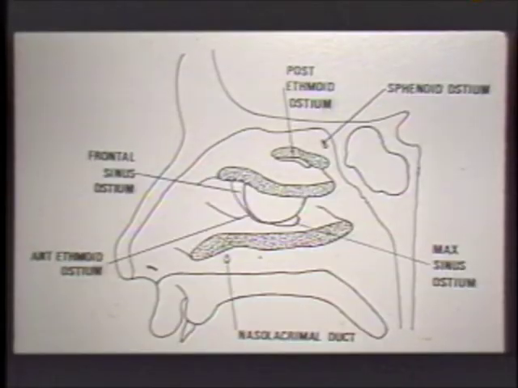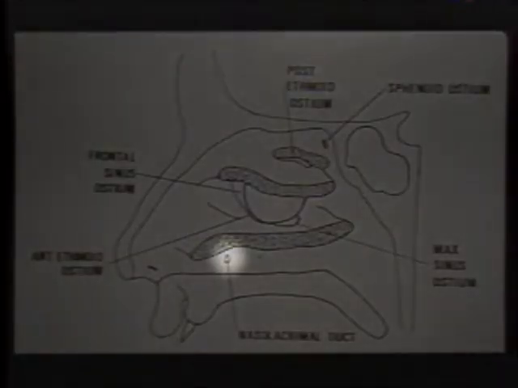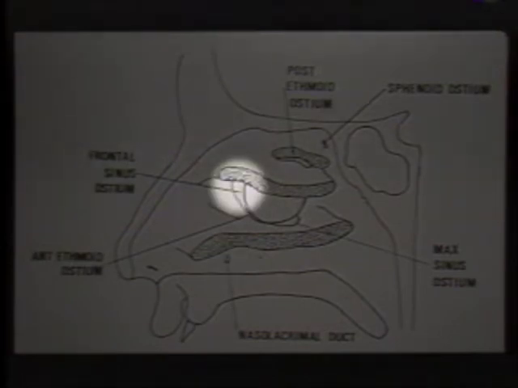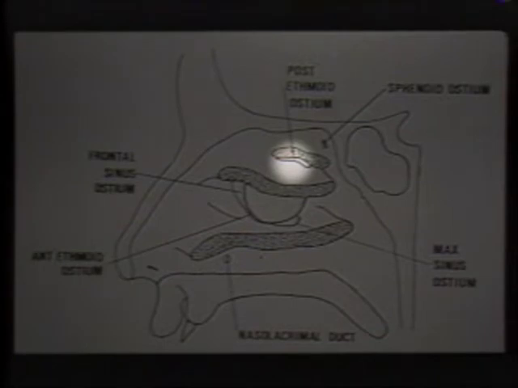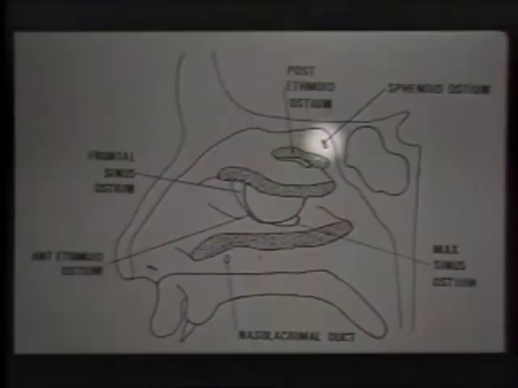Now, in this drawing, we have surgically removed the superior, middle, and inferior turbinates and can identify the nasolacrimal duct as the only opening in the inferior meatus. The frontal sinus ostium, the anterior ethmoid ostium, and the maxillary sinus ostium open under the middle turbinate, and the posterior ethmoid ostium will be found under the superior turbinate. The sphenoid ostium will be located medial and superior to the superior turbinate.